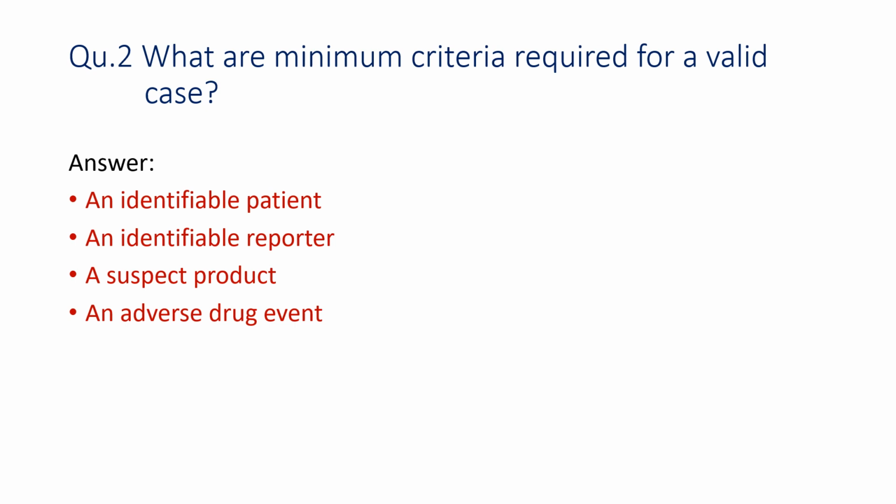Question number 2. What are the minimum criteria required for a valid case? For a valid case, an identifiable patient is required, an identifiable reporter is also required, a suspect product is required, and an adverse drug event is required.